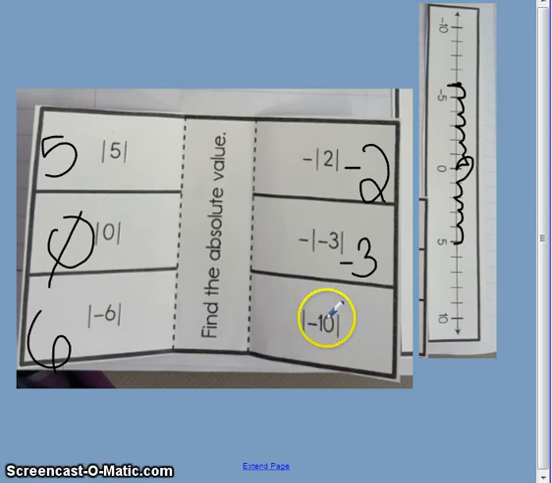Here, there's nothing on the outside of the vertical bars, so this is just saying what is the absolute value of -10, which is just 10. Go ahead and make sure you have all this information written down. If you have any questions or concerns, raise your hand or replay the video if you need to go back over it.